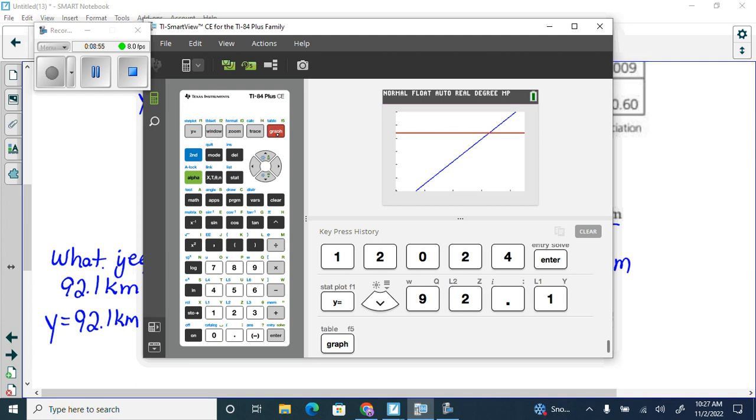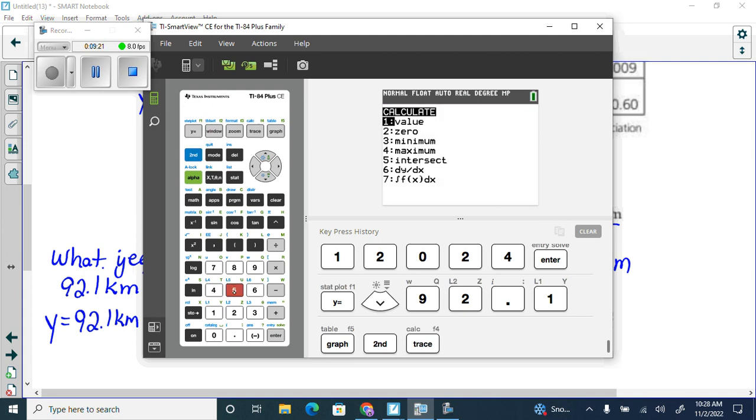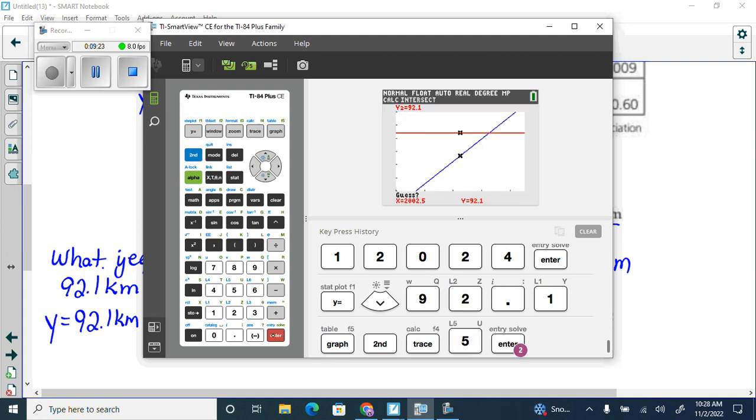If you can see where they intersect, you can calculate the answer. If you can't see where they intersect, you have to make your window bigger. You can also go to trace distance. So we need to find out where the two do what? Cross. Intersect. And where do we go when we want to calculate stuff? Second trace, which is calc, number 5. And then enter, enter, enter. It's at 2012.66.